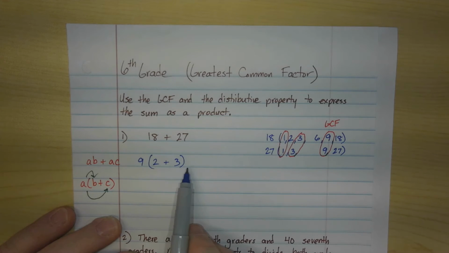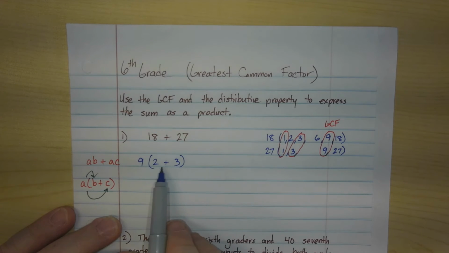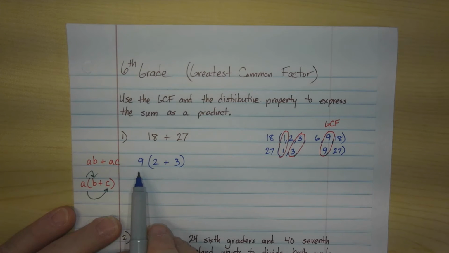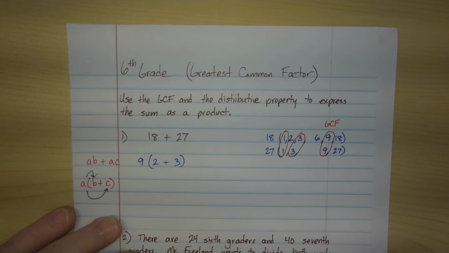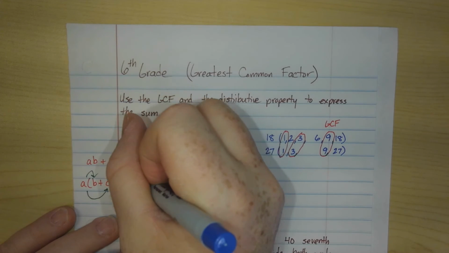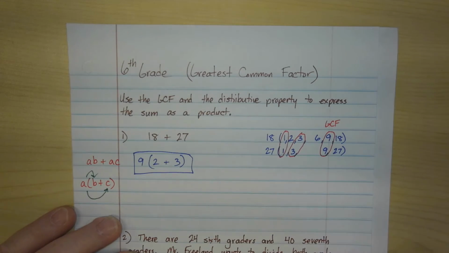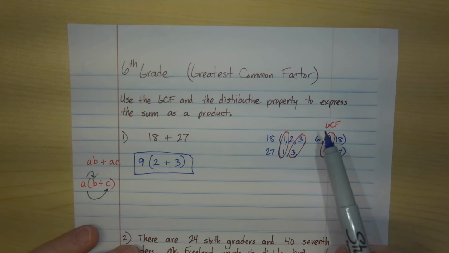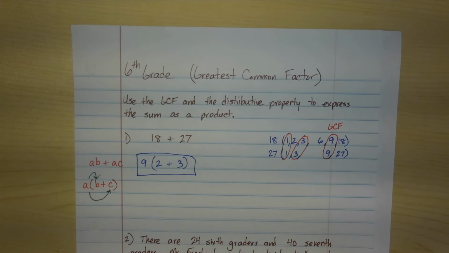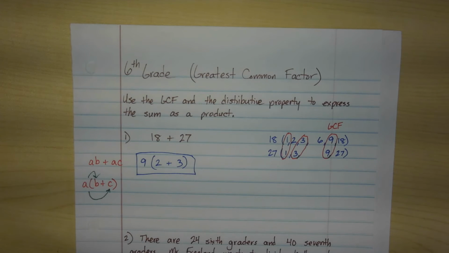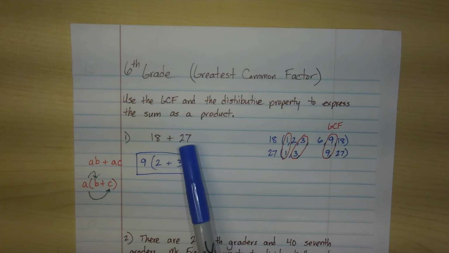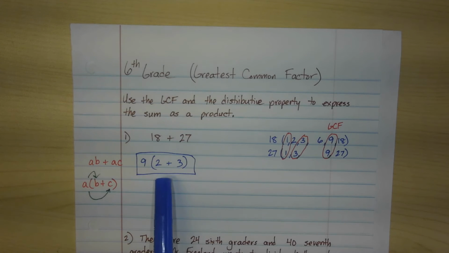Or in this case, we can add them together, which will be 5. 5 times 9 is 45. And that's what these two equal. If you add those together, that would equal 45. So that's basically what they want you to do here: set it up as a distributive property. Hopefully that helps using the greatest common factor. You're just pulling the greatest common factor out of both numbers, and it expresses a sum as a product. Product means the answer to a multiplication problem.